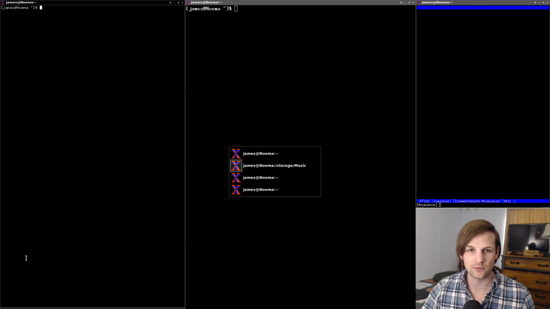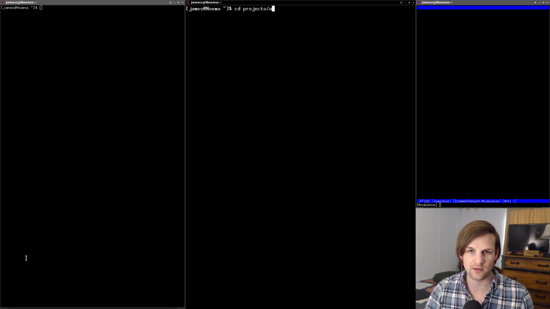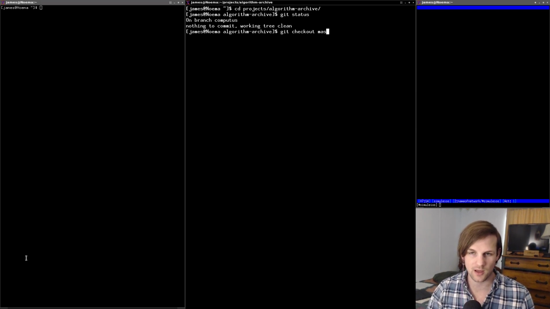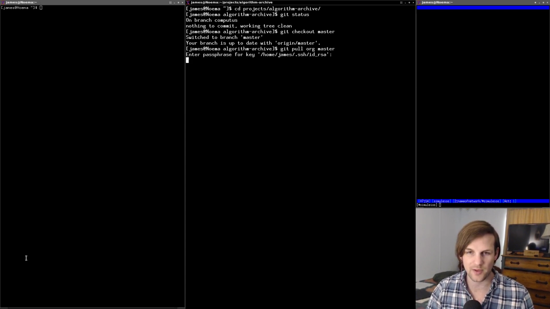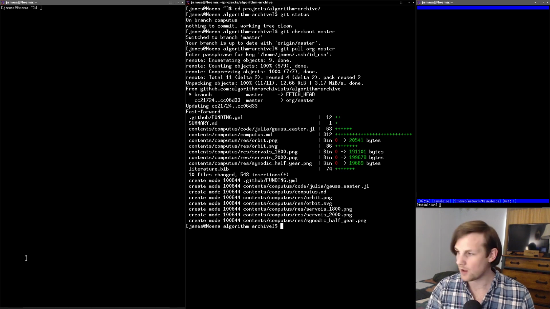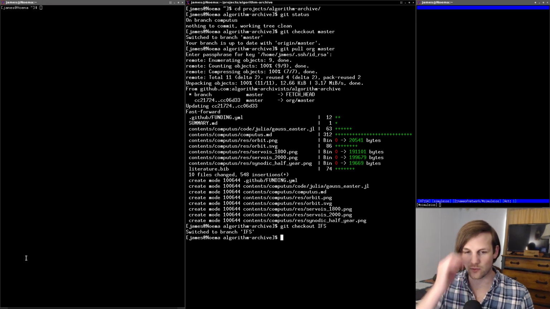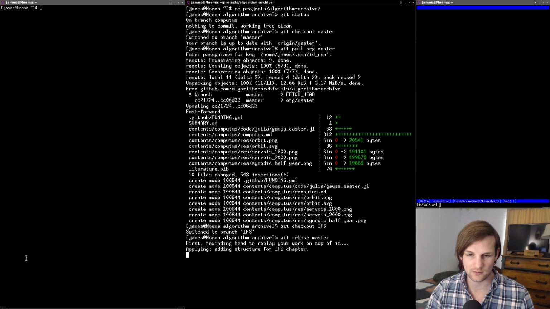So the first thing I'm going to do is cd into projects algorithm archive, git status, git checkout master, and git pull org master. So I'm just going to pull the latest from the master branch of the algorithm archive. And then I'm going to git checkout IFS, for iterated function systems, which is what we'll be working on today, and git rebase master.